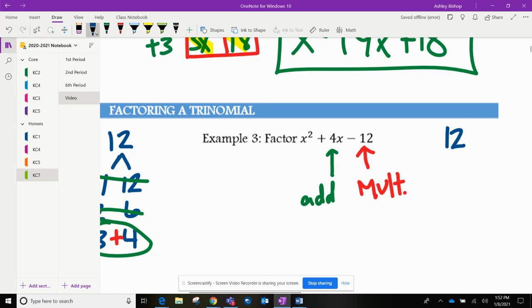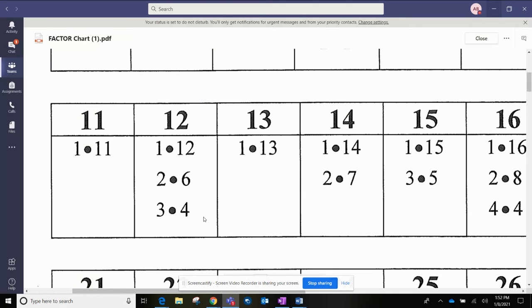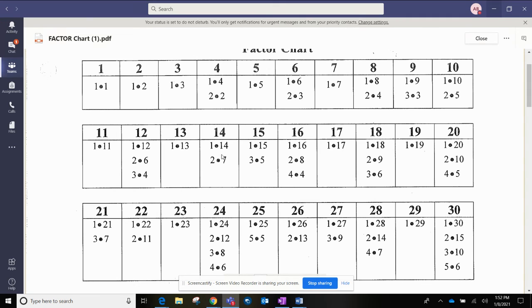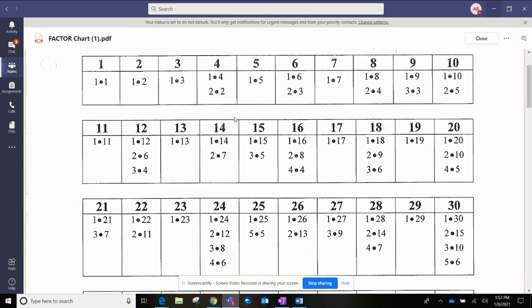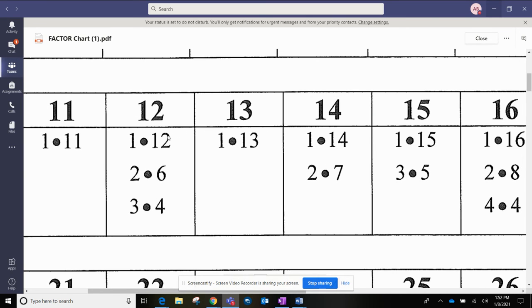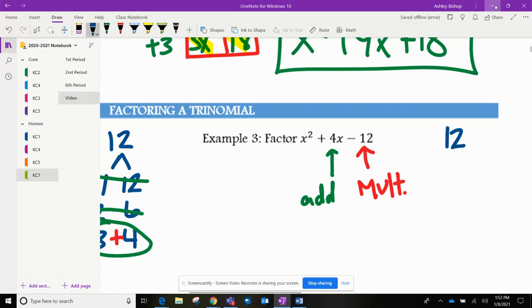And I say or, I understand that this 12 is negative, but let's think about that. On my factor chart, the numbers that I multiply to make 12 are the same numbers I multiply to make negative 12. So although your last number may be negative, you're going to use the positive version of that number for your factor chart. So I'm still going to go look at positive 12. Because 1 and 12 still make negative 12 if I make one of them negative, but the numbers stay. So 1 and 12, 2 and 6, 3 and 4, right?